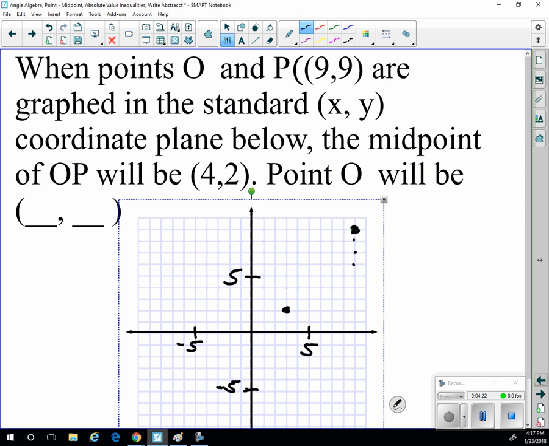1, 2, 3, 4, 5, 6, 7. 1, 2, 3, 4, 5. So I go down 1, 2, 3, 4, 5, 6, 7. 1, 2, 3, 4, 5. So O is right here, right there. And the coordinates of that point are -2, -5.